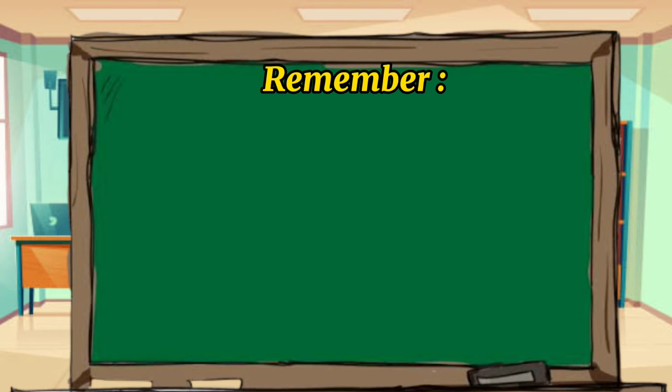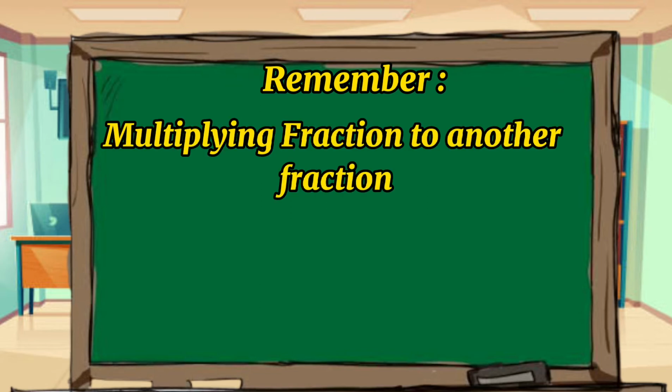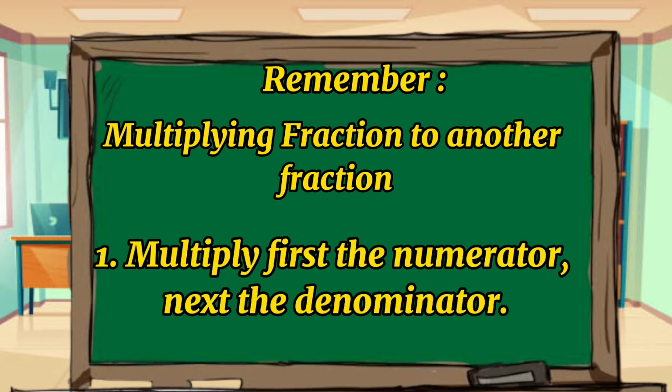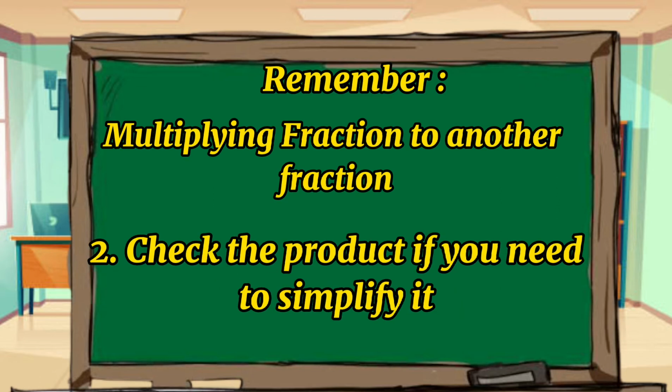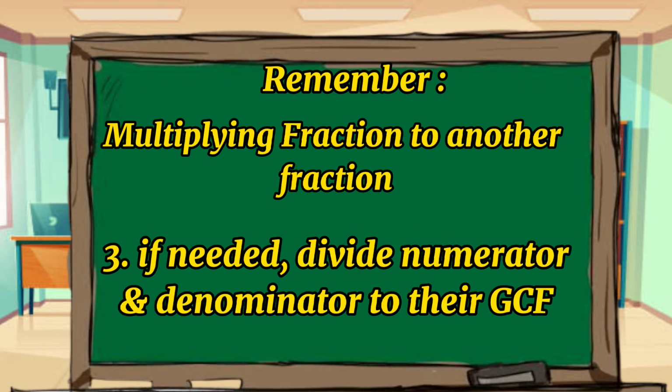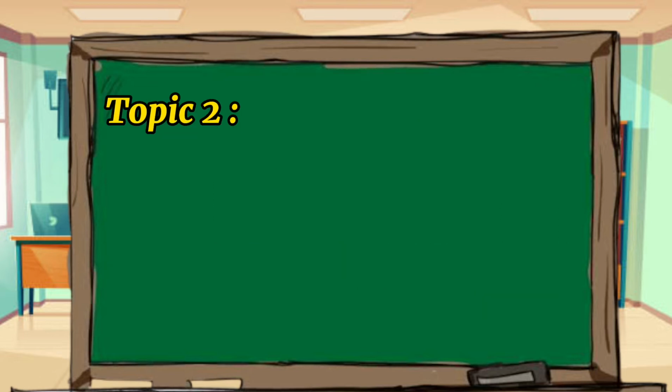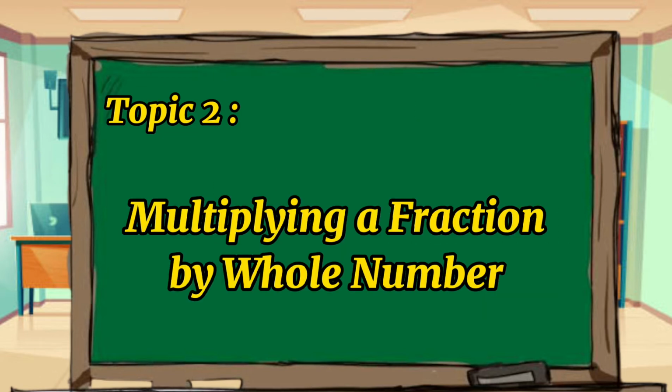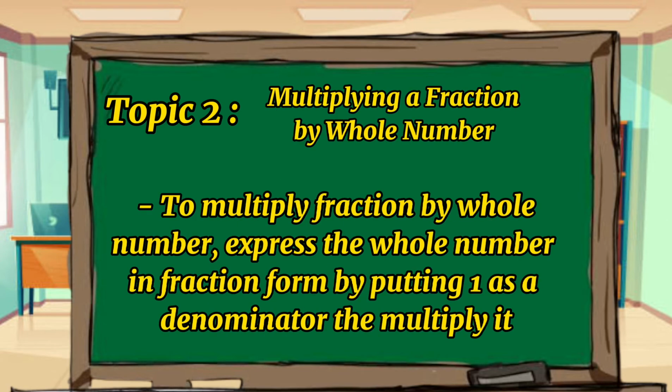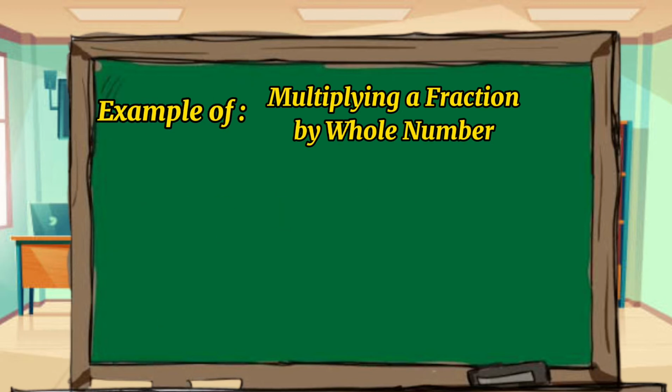Let's remember this. When multiplying a fraction by another fraction, multiply first the numerators, next the denominators. Check the product if you need to simplify it. If needed, divide the numerator and denominator by their GCF. Our second topic is multiplying a fraction by a whole number. To multiply a fraction by a whole number, express the whole number as a fraction by putting 1 as a denominator, then multiply it. Here are the examples.